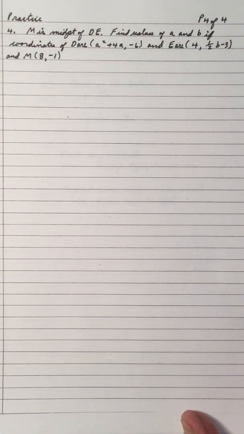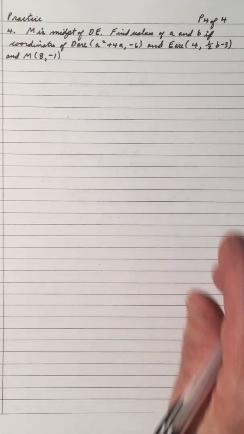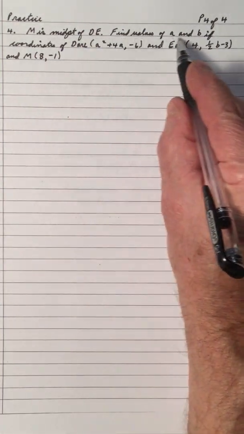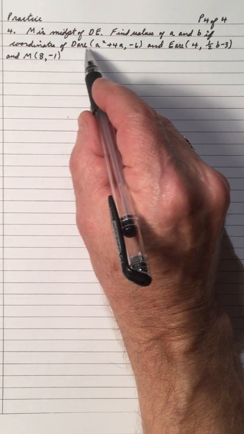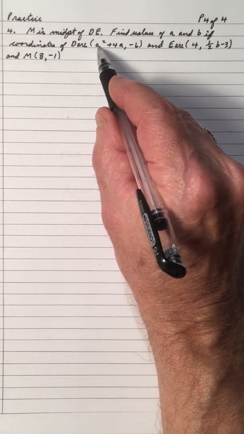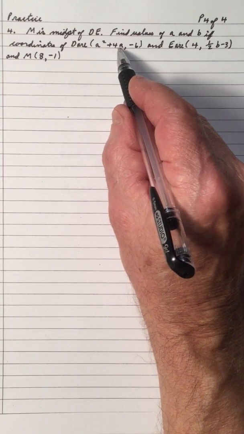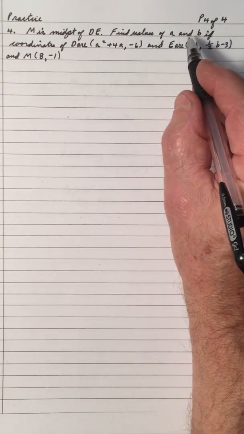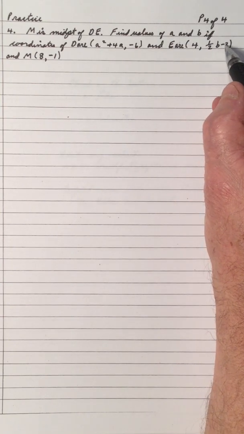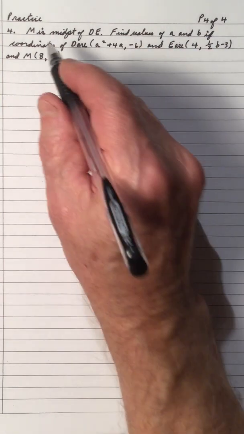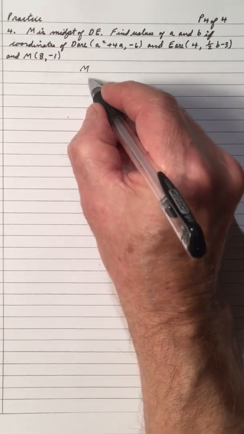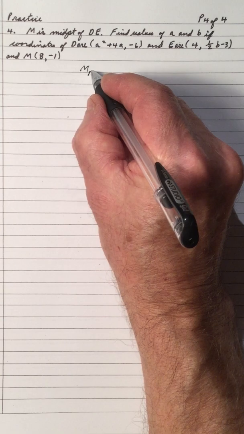And we have one more to do. Again, pause the video. Work it out. M is the midpoint of DE. Find the values of a and b if the coordinates of D are: the x is a squared plus 4a, and the y is negative 6. The coordinates of E are 4 for the x, and a half b minus 3 for the y, and M is (8, negative 1). So M is the midpoint of DE.